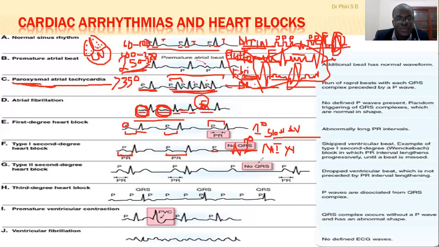Mobitz type 2, you will know to say that you have normal PR interval. So you still have normal PR interval, but you have one P wave that is not propagated to the ventricle. So you have a missing QRS complex here as well. So since you have a missing QRS complex, then it becomes a second degree heart block. But since you have normal PR intervals, then this becomes Mobitz type 2.